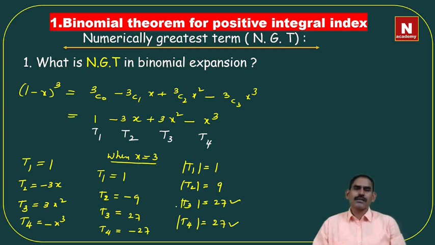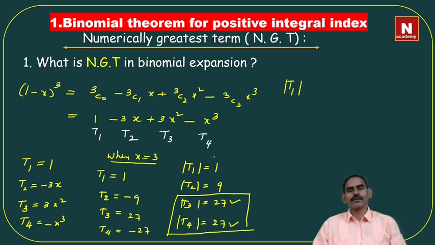That means there is a chance to get two terms as numerically greatest terms in the binomial expansion. So here T3 and T4 are numerically greatest terms. I am going to write the order of these absolute values. Modulus of T1 is less than modulus of T2 is less than modulus of T3, but modulus of T3 and T4 are equal from the numerical point of view. Therefore, modulus of T3 equals modulus of T4.